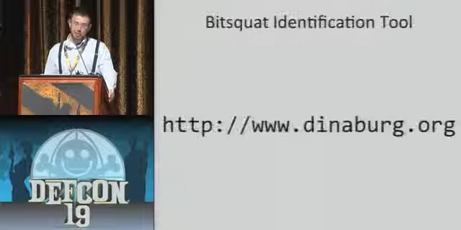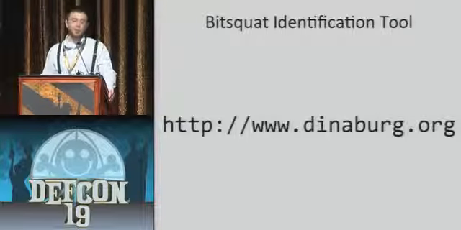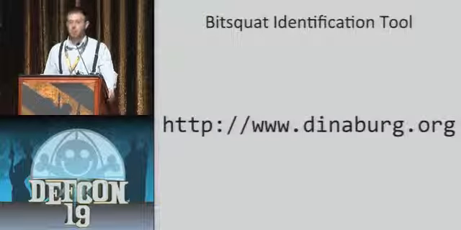And finally, I'd like to say, if you want a quick tool to identify which bitsquats of your domain are available, you can get a Python script at dynaburg.org. Thank you.